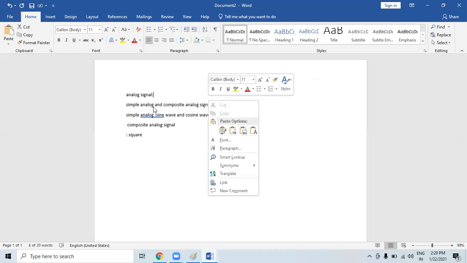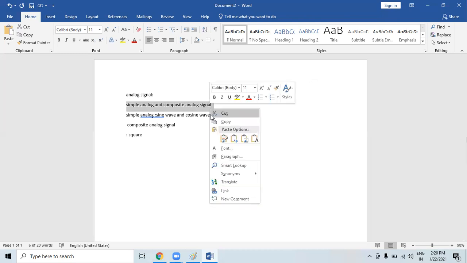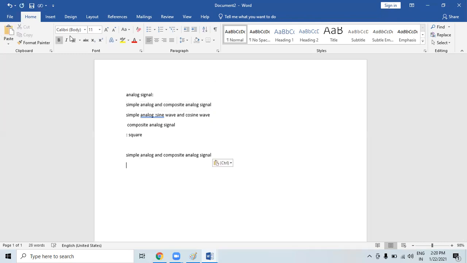Okay, what is this? Here this simple and composite analog signal. First is the simple. It is an analog signal which cannot be decomposed into simple signals. This is the most basic analog signal, which can be used as a basic building block to build other composite signals. So a simple analog signal is a signal which cannot be decomposed into simple signals.